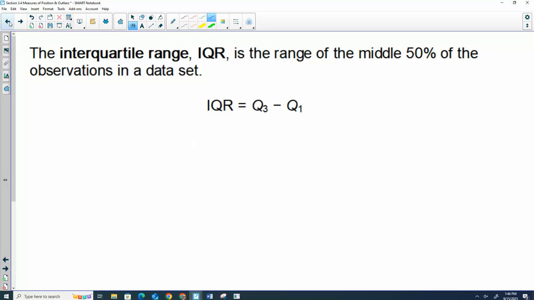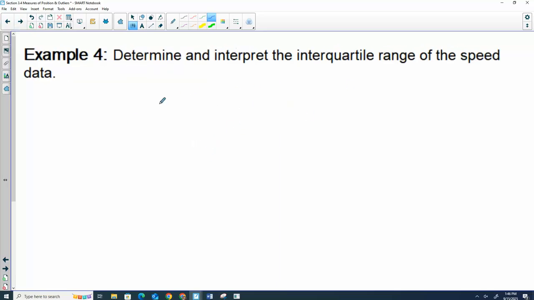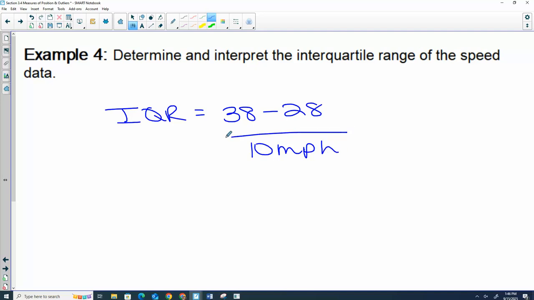If I wanted my interquartile range for the speed data, so the IQR, what was my quartile 3 minus my quartile 1? So 38 minus 28 is 10 miles per hour. So there is a 10 mile per hour difference for the middle 50% of our data. That's the difference between the first and third quartiles.